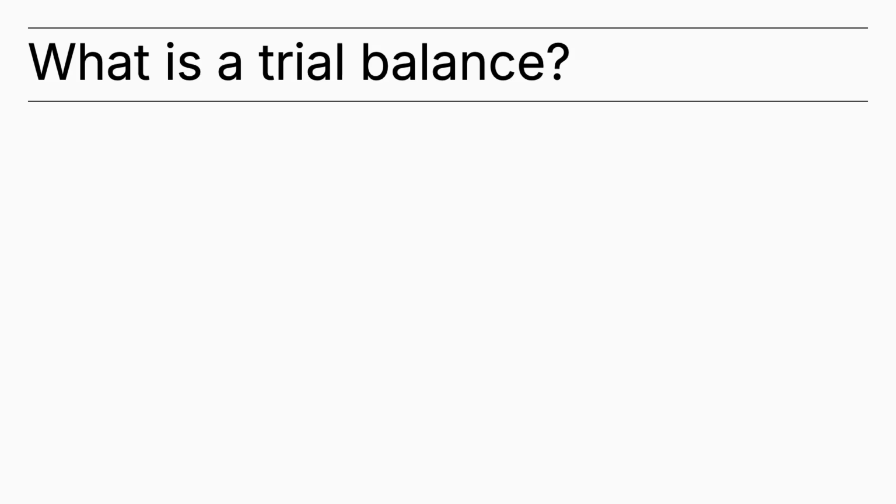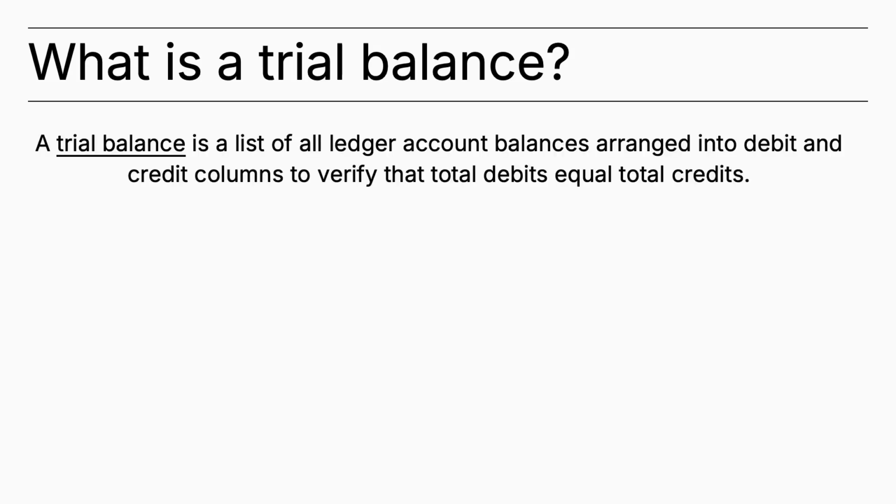What exactly is a trial balance? A trial balance is a list of ledger account balances arranged into debit and credit columns to verify that total debits equal total credits. So basically, it's a list of all balances taken from the ledger. Instead of looking at accounts one by one, we gather them into a single report. Each balance is placed in either the debit or credit column, and once all balances are listed, we total both sides. The main goal is simple.